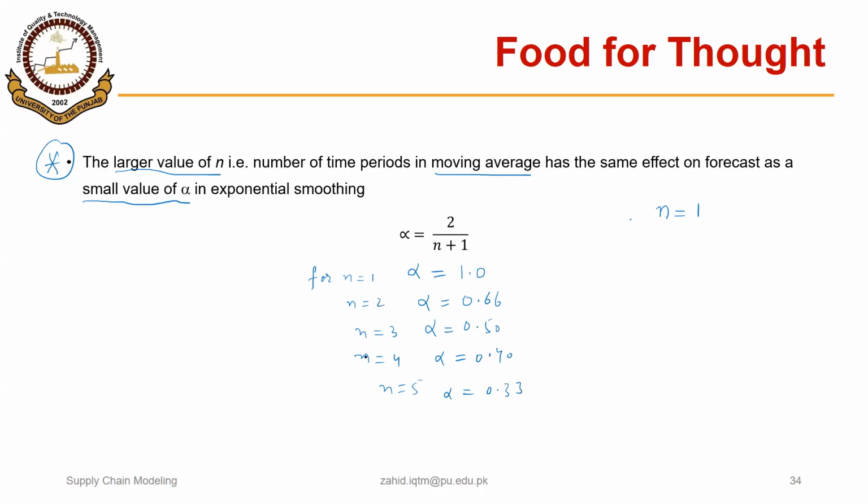So the effect of greater periods in simple moving average is the same as the effect of smaller alpha in simple exponential smoothing. So the greater the periods in simple moving average, the greater the smoothing, but the forecast will be less responsive to the changes in demand. And the same is true for small alpha. There will be greater smoothing, but less responsiveness to the changes in demand. And the opposite is true for small n and larger alpha.